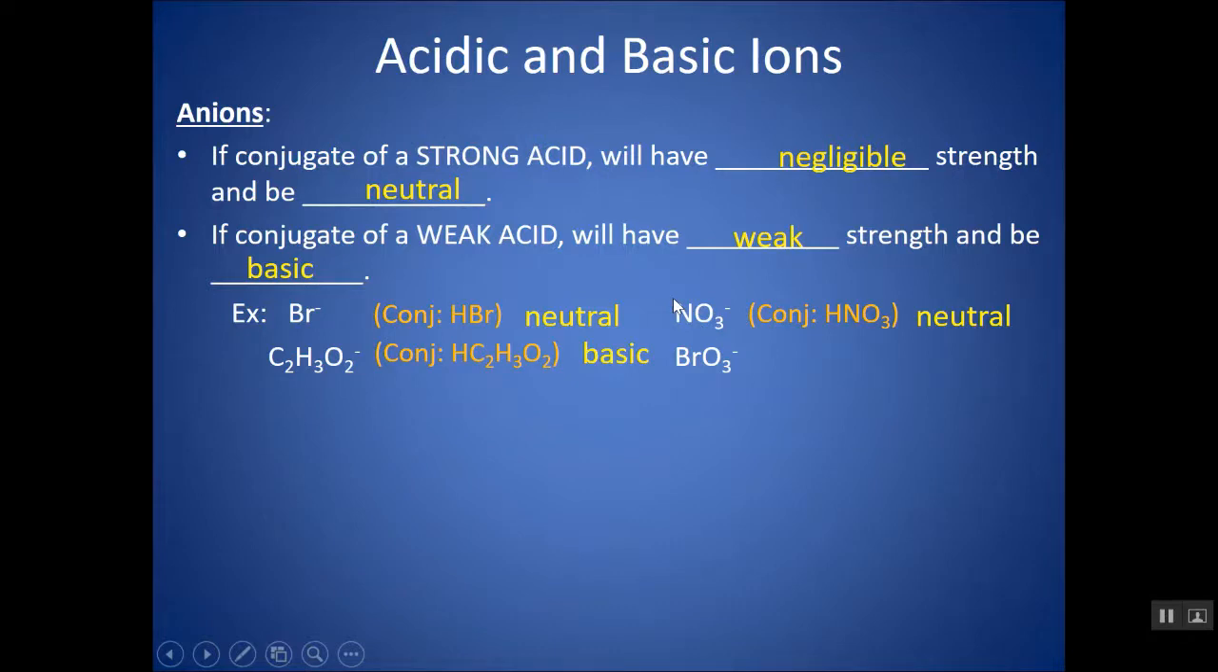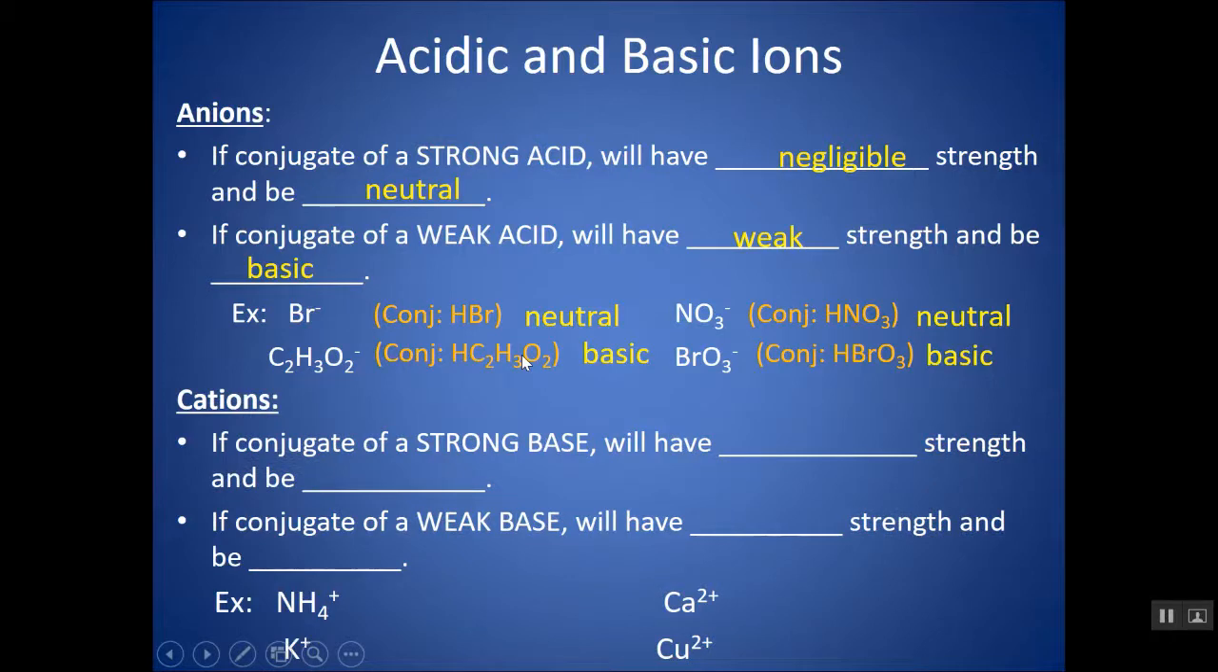It will not give a lower pH than 7 or a higher pH than 7 if we're at 25 degrees Celsius. And BrO3 minus is the conjugate of bromic acid, which is not a strong acid, so this is a weak acid. This would then have a weak strength as a basic ion. So notice that the negative ion will either be neutral if it's the conjugate of a strong acid, otherwise it will be basic if it's the conjugate of a weak acid.